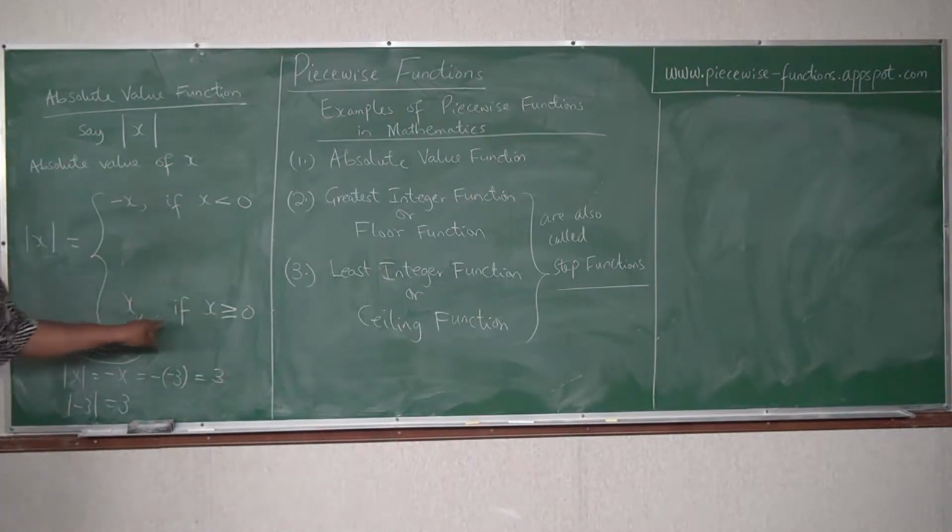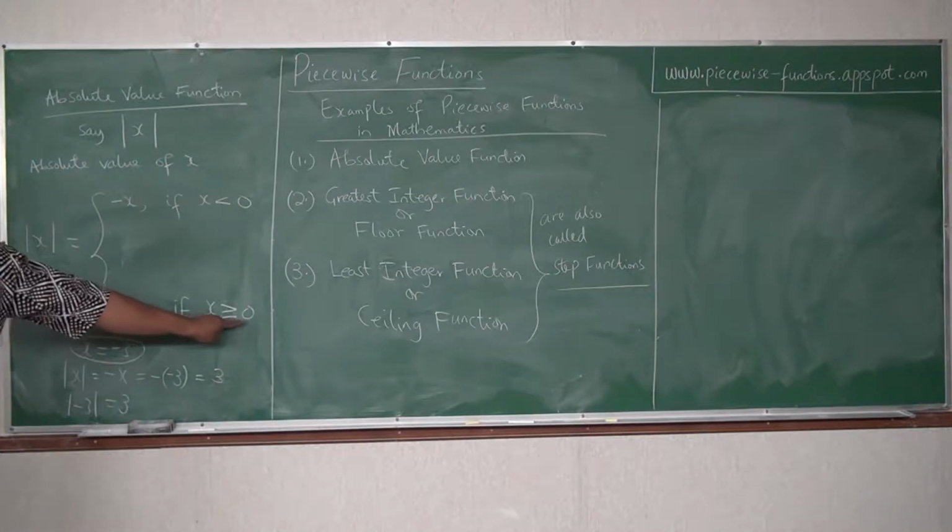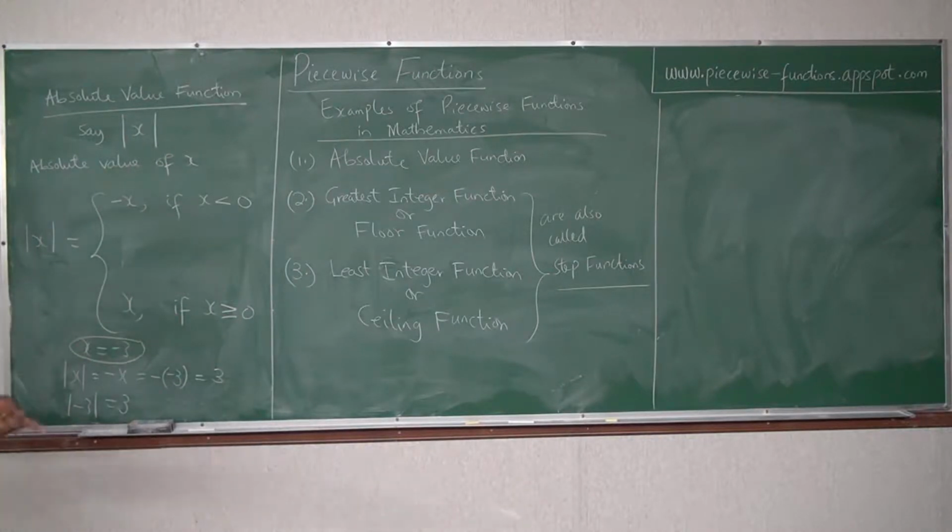And then when you come here, the absolute value of 0 is 0. The absolute value of 3, because 3 is greater than 0, is 3. If you want to write it, the absolute value of 0 is 0. The absolute value of 3 is 3, because it's x, and that is 3. So you just use the one that corresponds to that.